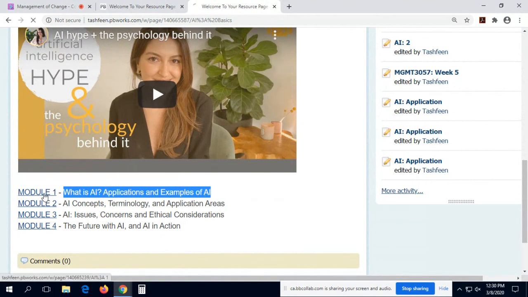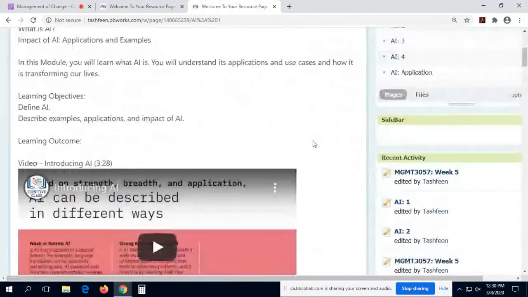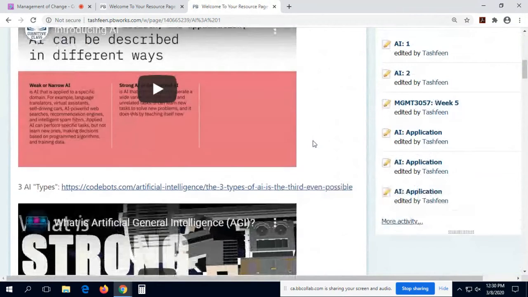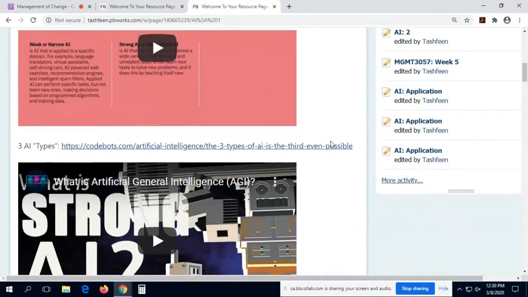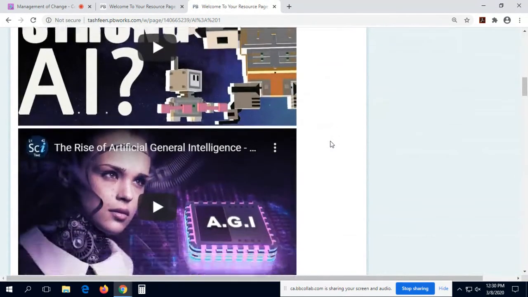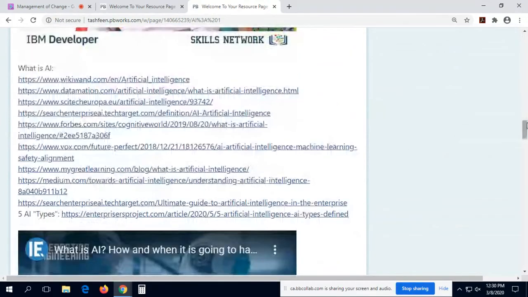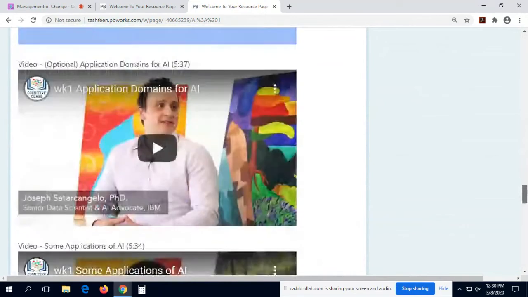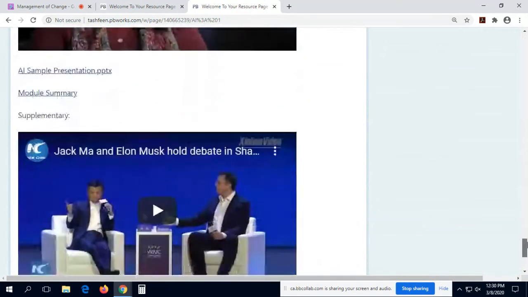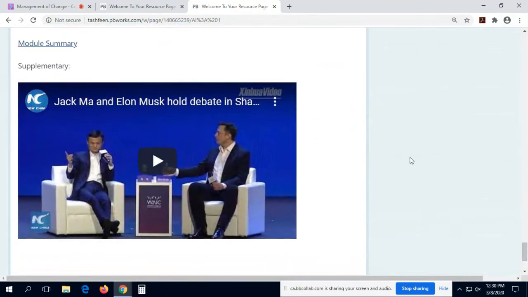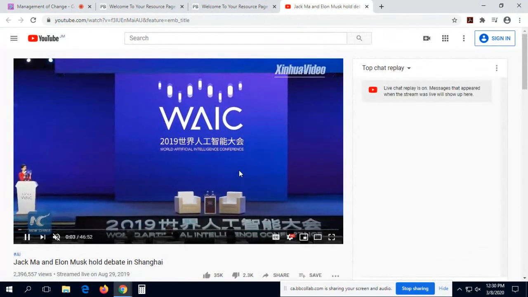Module 1. When you click this module 1, this page will open and we try to go through this page. We looked at some clips. There are so many other clips which you want to watch in your own time, and some readings you are going through. And then as a supplementary on that page I have added this recent conversation between these top people in their field, Jack Ma and Elon Musk.